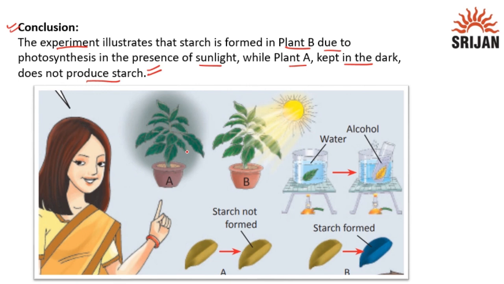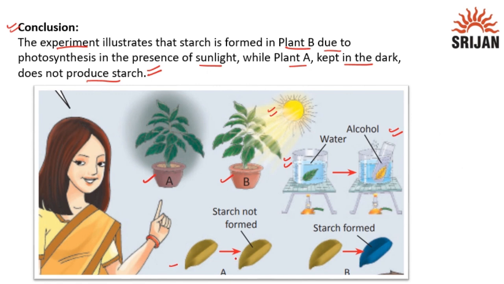We will take 2 destarched potted plants, plant A and plant B. Plant A is kept in the dark while plant B is kept in sunlight. Then we will pluck a leaf from each plant. Then we will boil them separately, first in water, then in alcohol. Then wash them in warm water to remove alcohol.